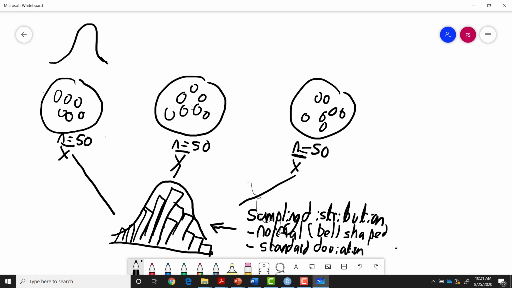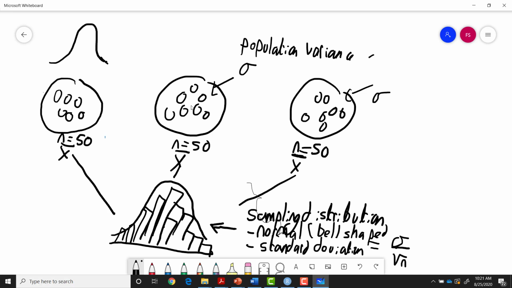Which is going to be sigma all over root n. So each of these maybe has a variance sigma, and the overall population has a variance sigma. So the population variance is sigma, and the sampling distribution has sigma over root n. And generally we don't know this, so we just estimate using the sampling standard deviation.